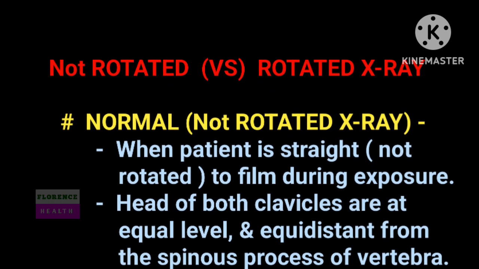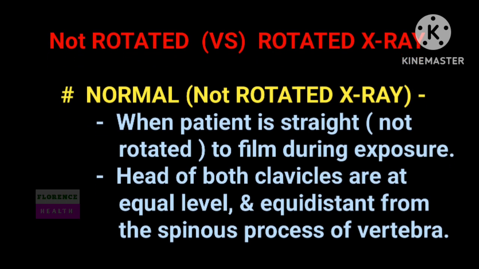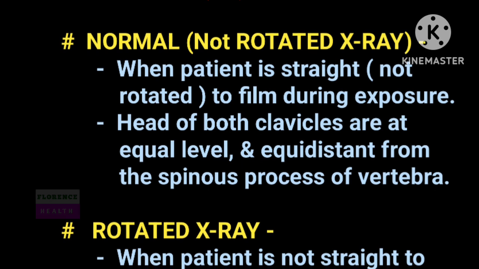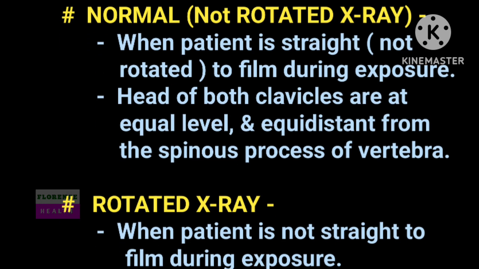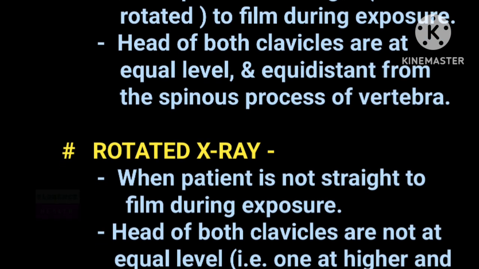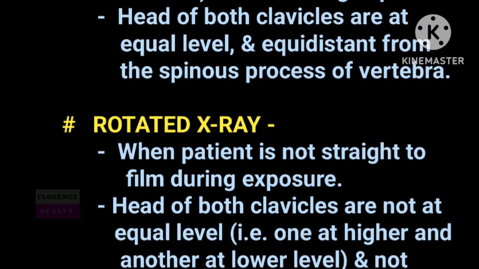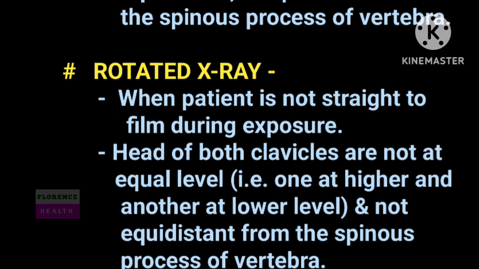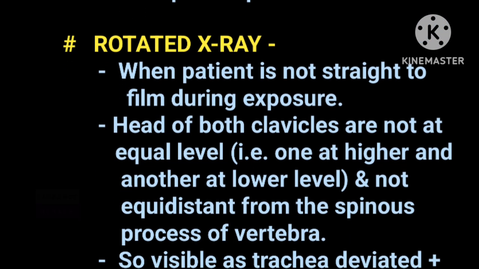The criteria for a normal or non-rotated X-ray are: the patient should be straight to the film during exposure. Remember again, you should keep the patient straight to the film during exposure. Second, the heads of both clavicles should be at equal level and equidistant from the spinous process of the vertebra.